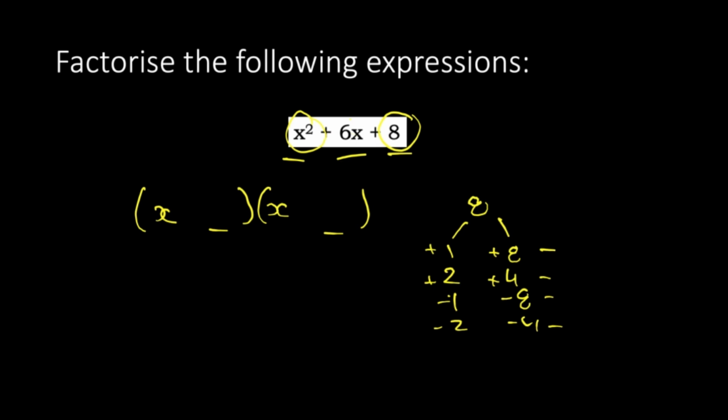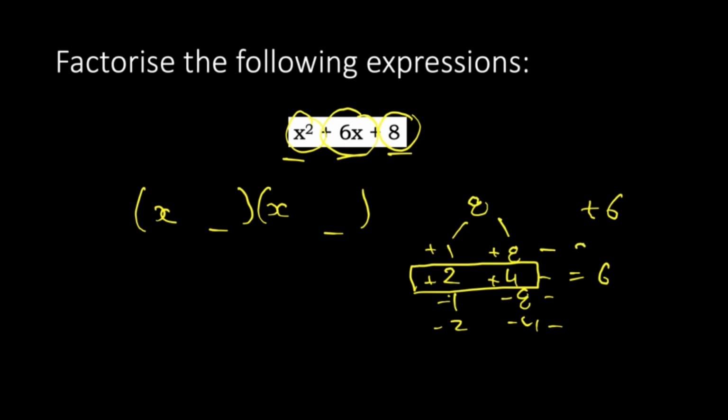So now you look at the x term. So in this case the x term is plus 6. Okay, that's the x term. You have to find which of these numbers would add up to or form a difference of 6x. Okay, so in this case if you look at plus 2 and plus 4, they will add up to 6.